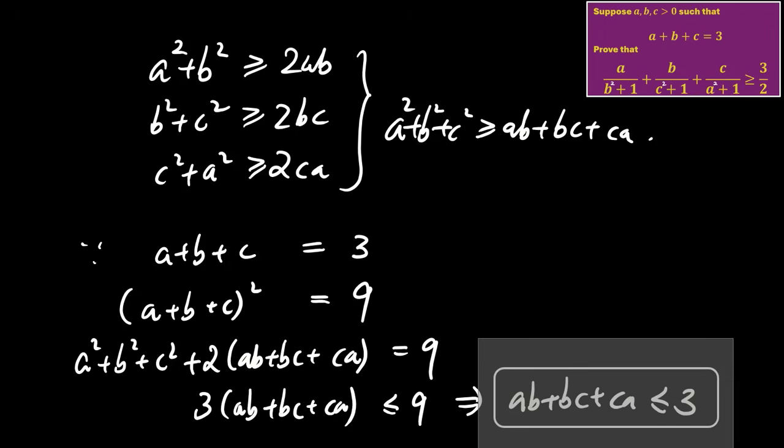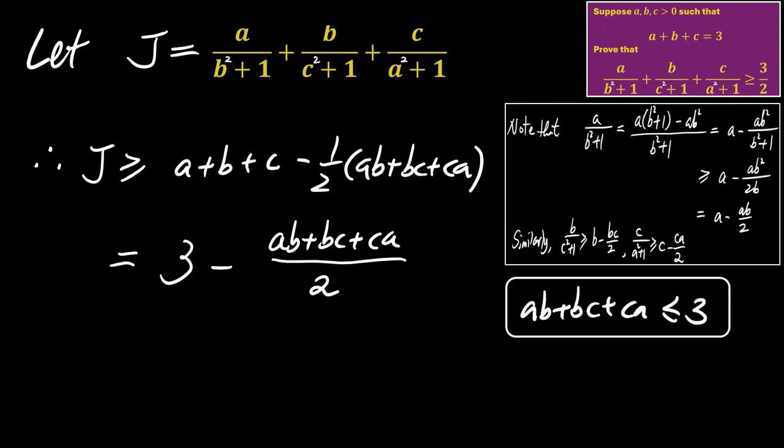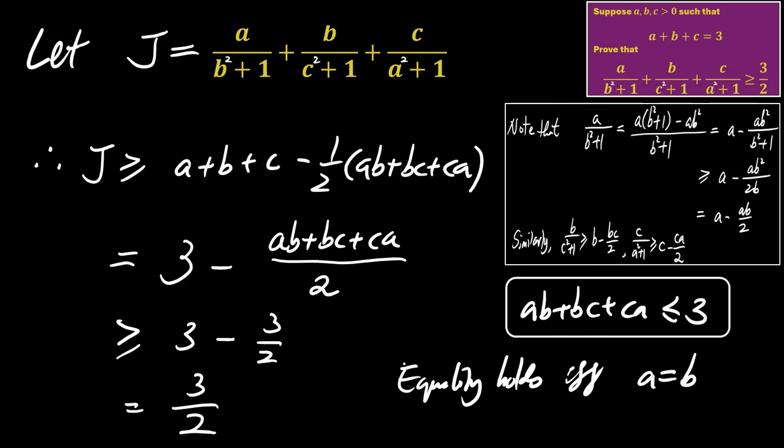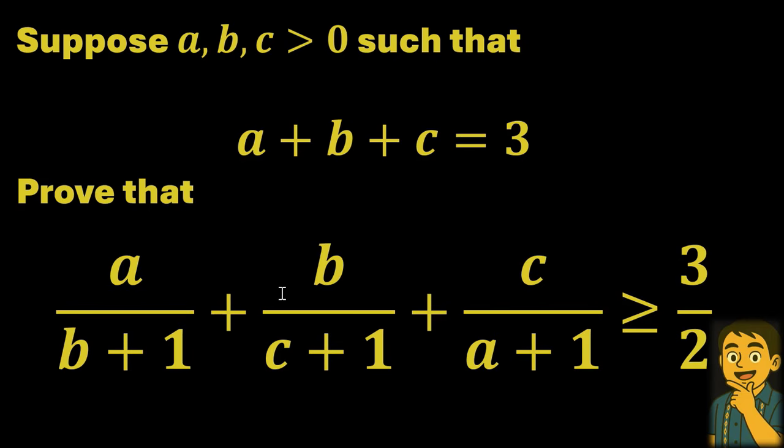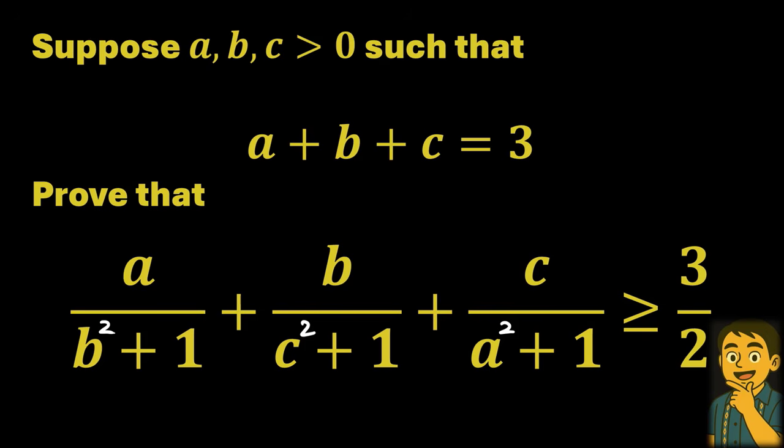And we are going to use this back to this, and therefore J must be greater than or equal to 3 minus 3 over 2, which is 3 over 2. And hence we prove the inequality. Obviously, equality holds if and only if a equals b equals c equals 1. So this is the question for yesterday. We proved the question for yesterday, and now we also prove the question for today.